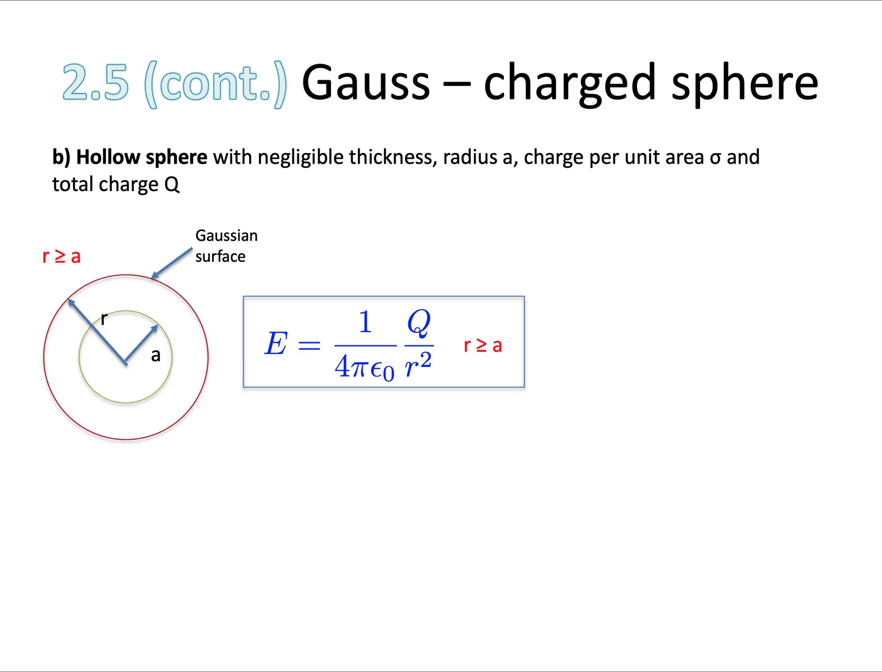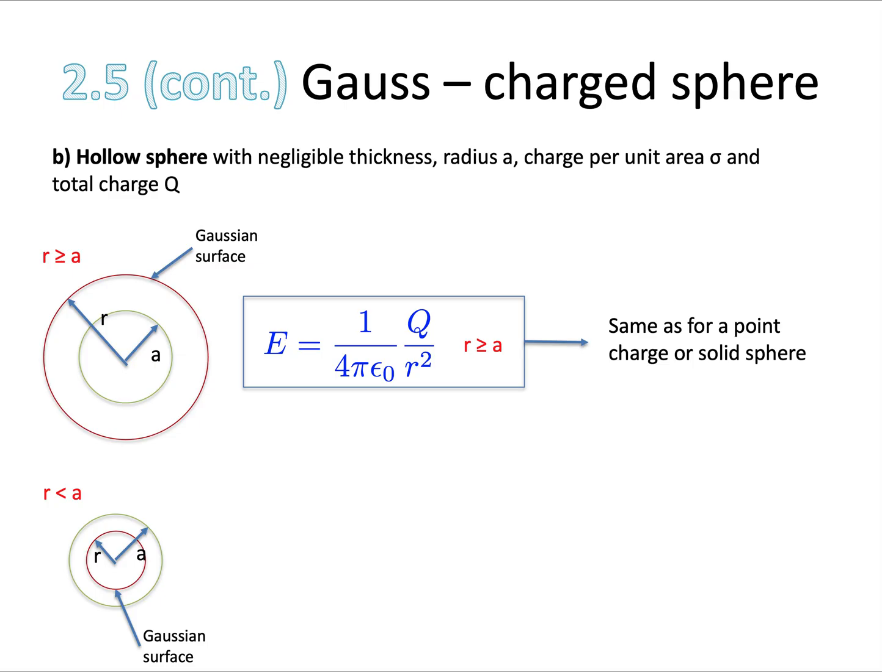If we draw the Gaussian surface inside the hollow sphere, then the total charge contained is 0. So the right-hand side of Gauss's law will be 0, and then rearranging for E gives us the electric field equal to 0. So this means that the electric field inside the charged shell is 0.